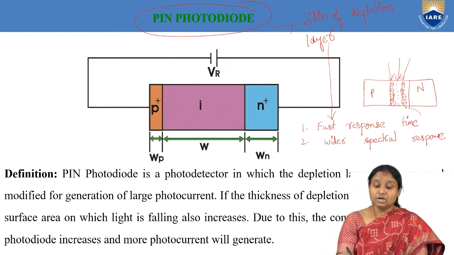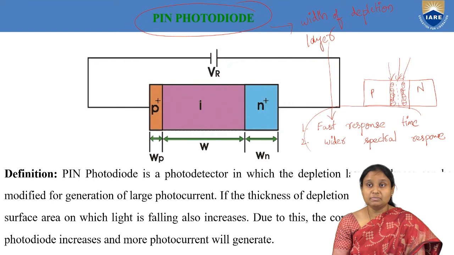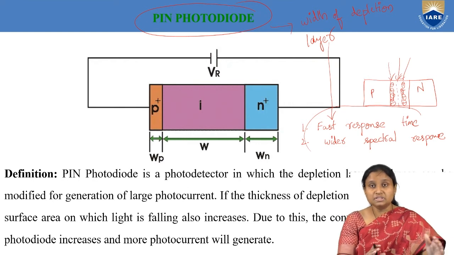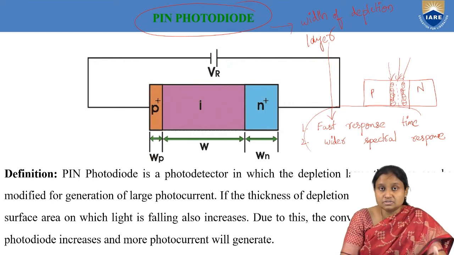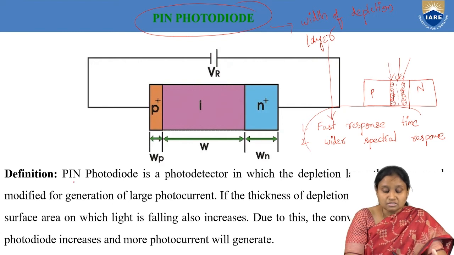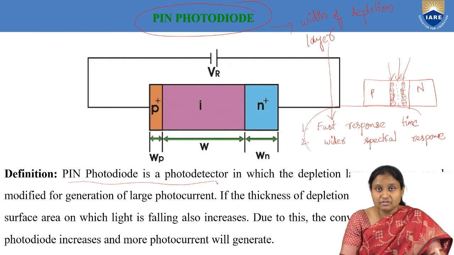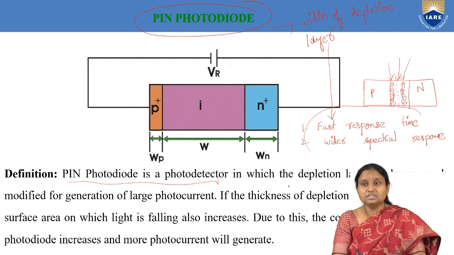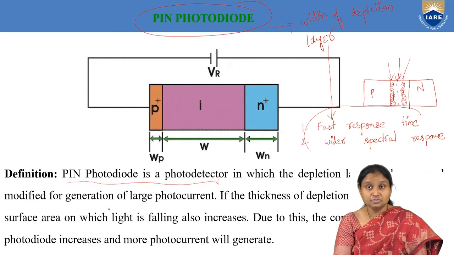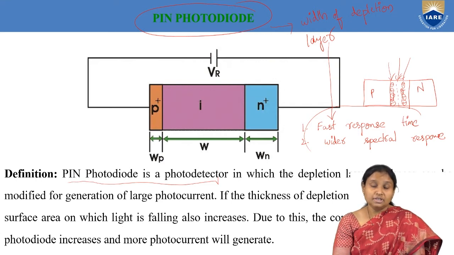Okay, in order to know what exactly fast response time and wider spectral response are, first we'll have a quick glance at the construction of this PIN photodiode. The pin photodiode is a photodetector in which the depletion layer thickness is modified so that we can get a large amount of photocurrent compared to a normal photodiode. So here we are trying to get more photocurrent.